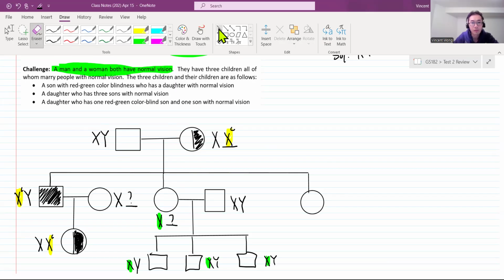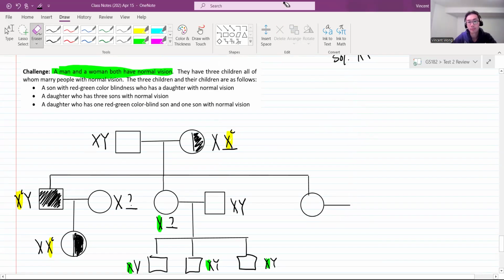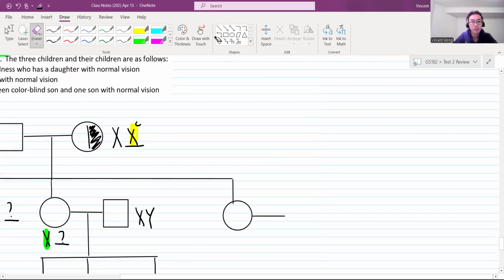And over here for the last one, the daughter is going to marry a normal vision guy. Sorry, the shapes are going crazy. One second. Okay, normal vision guy. So he's going to be XY.